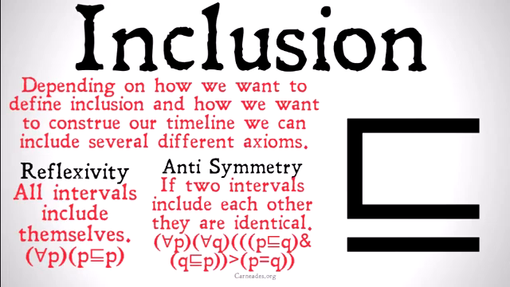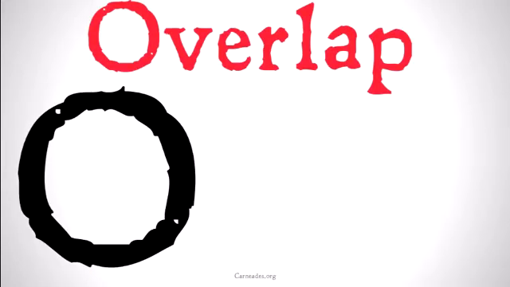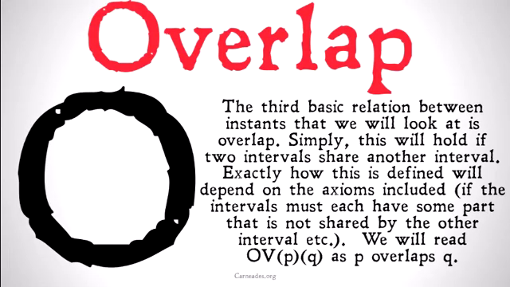There are other axioms we can include to better define our inclusion relation, but we're not going to get into them right now. This is just a basic introduction. So the next one is overlap. The third basic relation between intervals that we'll look at is overlap. Simply, this will hold if two intervals share another interval between them.